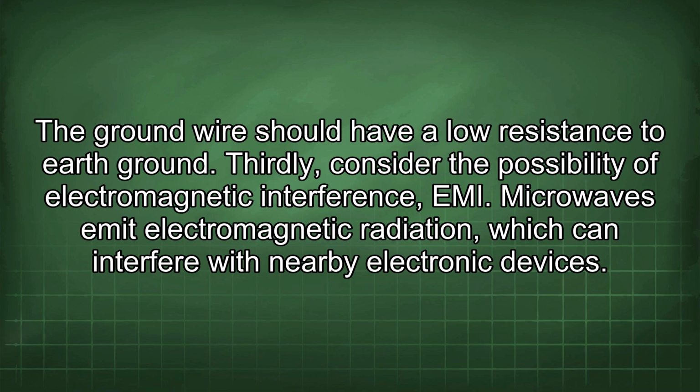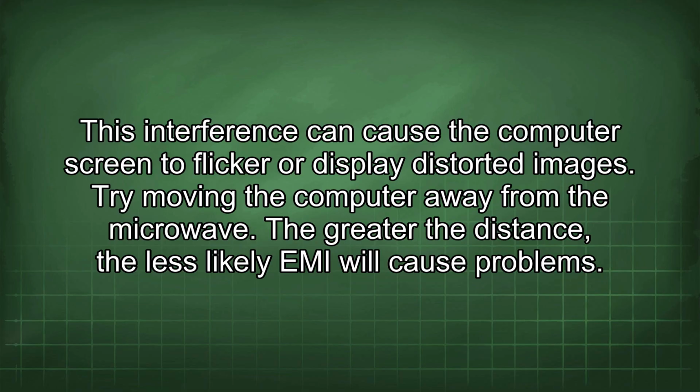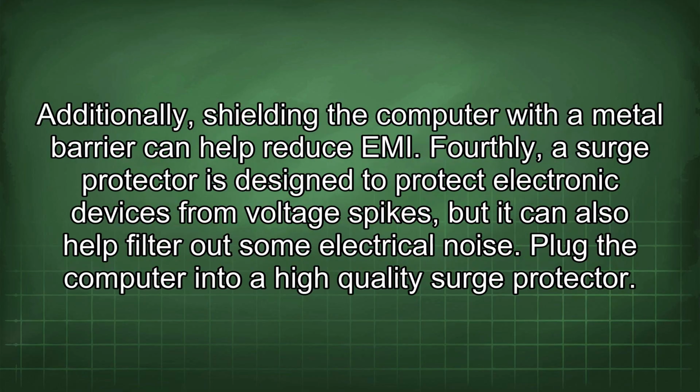Thirdly, consider the possibility of electromagnetic interference, EMI. Microwaves emit electromagnetic radiation, which can interfere with nearby electronic devices. This interference can cause the computer screen to flicker or display distorted images. Try moving the computer away from the microwave. The greater the distance, the less likely EMI will cause problems. Additionally, shielding the computer with a metal barrier can help reduce EMI.